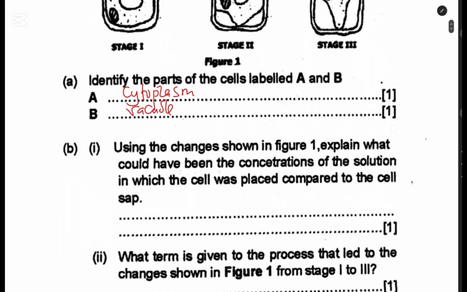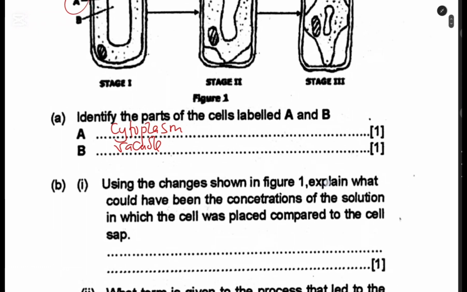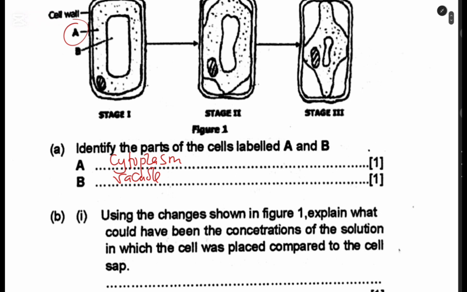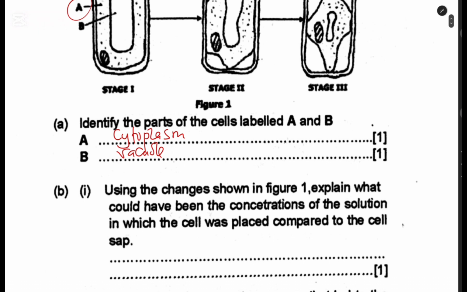The second question, that is B, Roman numeral 1, using the changes shown in figure 1, explain what could have been the concentration of the solution in which the cell was placed compared to the cell sap. So the cell sap is the component of the vacuole. In other words, you're saying what could have been the concentration of the solution in which the cell was placed compared to the inside of the cell.